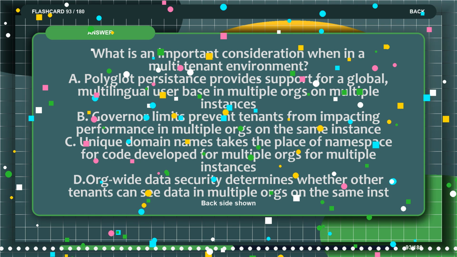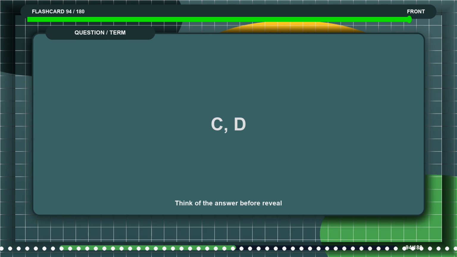The answer is: what is an important consideration in a multi-tenant environment? A. Polyglot persistence provides support for a global, multilingual user base in multiple orgs on multiple instances. B. Governor limits prevent tenants from impacting performance in multiple orgs on the same instance. C. Unique domain names take the place of namespace for code developed for multiple orgs on multiple instances. D. Org-wide data security determines whether other tenants can see data in multiple orgs on the same instance. Flashcard 94. CD. Think of the answer before the reveal.